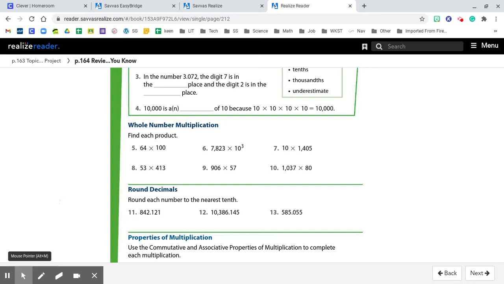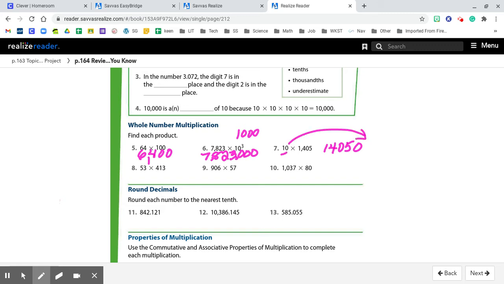Find each product. And remember, some of these you should be able to use mental math. 64 times 100, we can just annex the 2 zeros. 7,832 times 10 to the 3rd power. And remember, 10 to the 3rd power is the same as 1,000. So we can write 7832 and annex 3 zeros for that one. 10 times 1,405, and annex that 1 zero, bring it on over. And so the first 3 of them, we can use mental math strategies. For number 8, 9, and 10, we're going to have to use the algorithm.